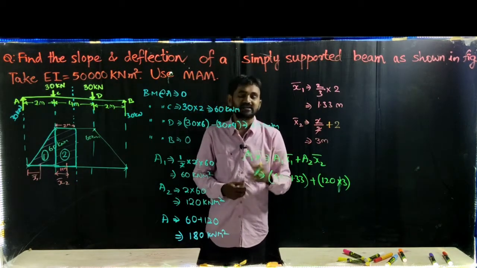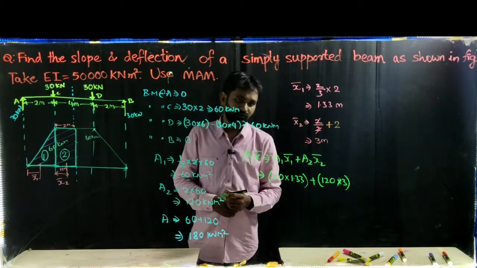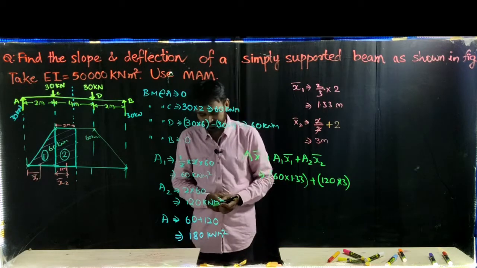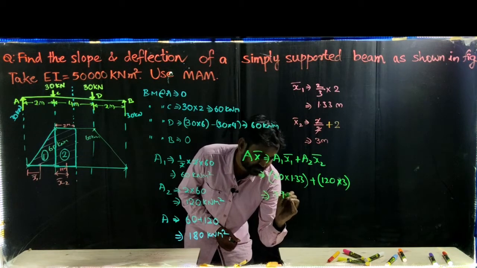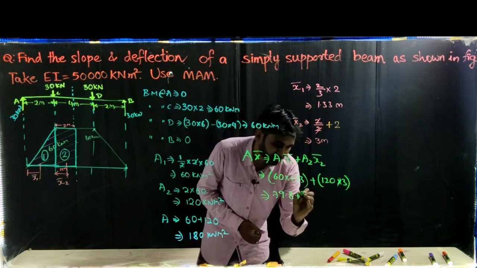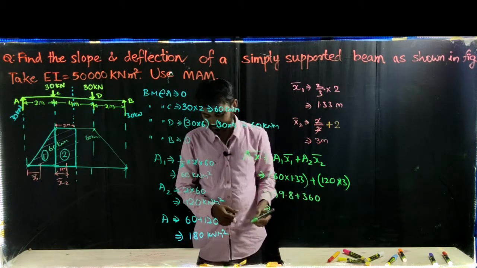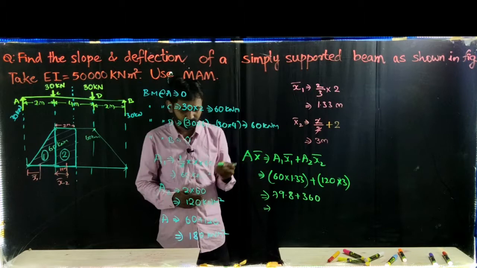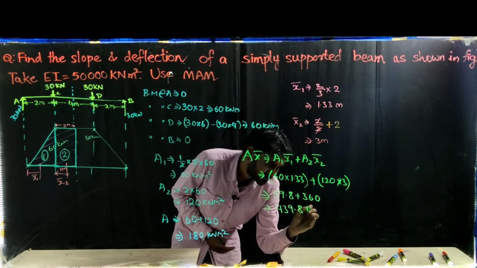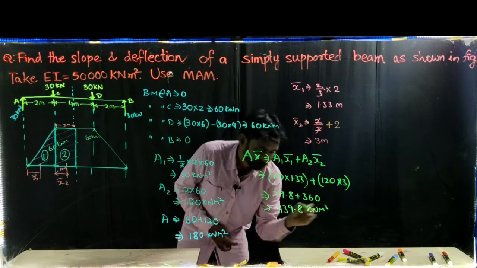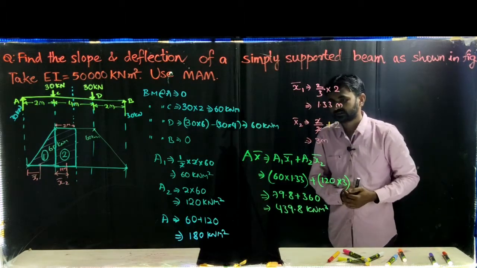What is the value of A x bar from your calculators when you will get it? So the value of A x bar, 60 into 1.33, you will get 79.8. I'm writing here 79.8 plus 120 into 3, this is 360. Total you will get A x bar as 439.8 kilonewton meter cube. You got the value of A x bar.